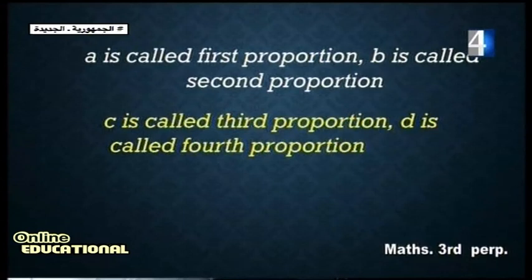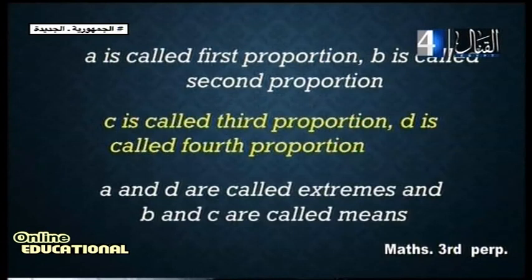This is if A is separated from B, then C and D. What about A and D together? A and D together are called extremes. The first and the last terms are called extremes. What about the middle terms, which are B and C? They are called the means of the ratio.